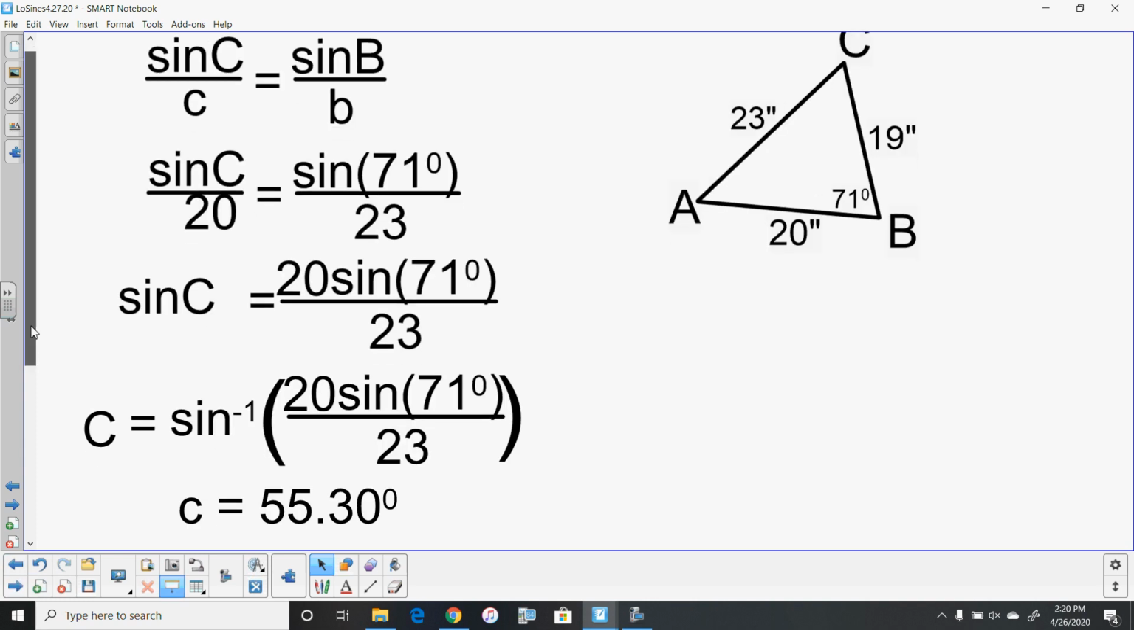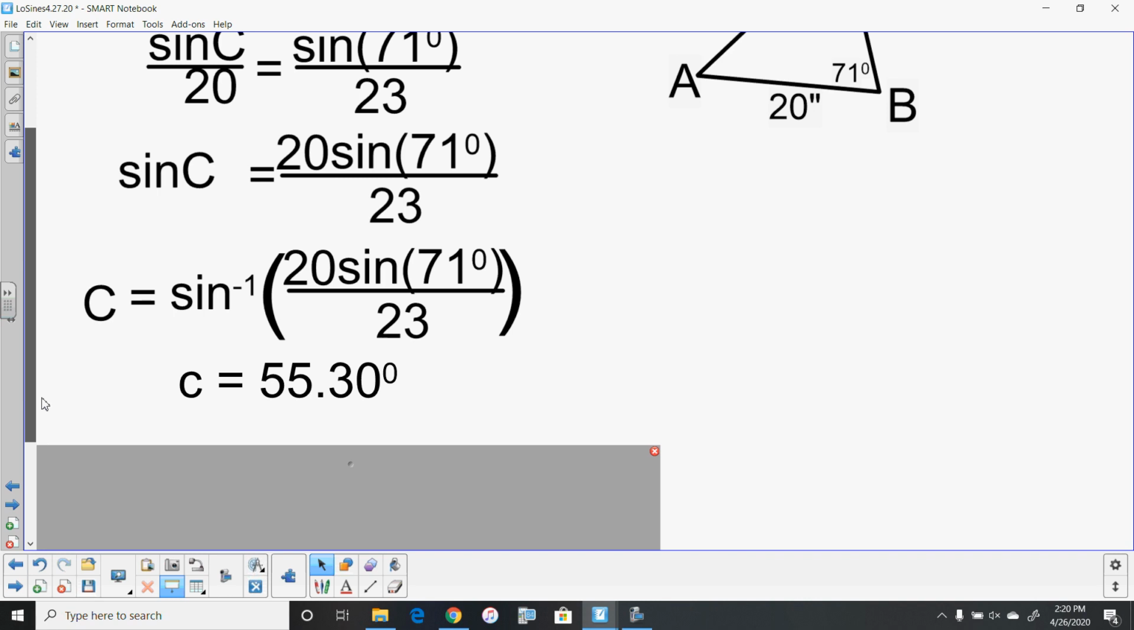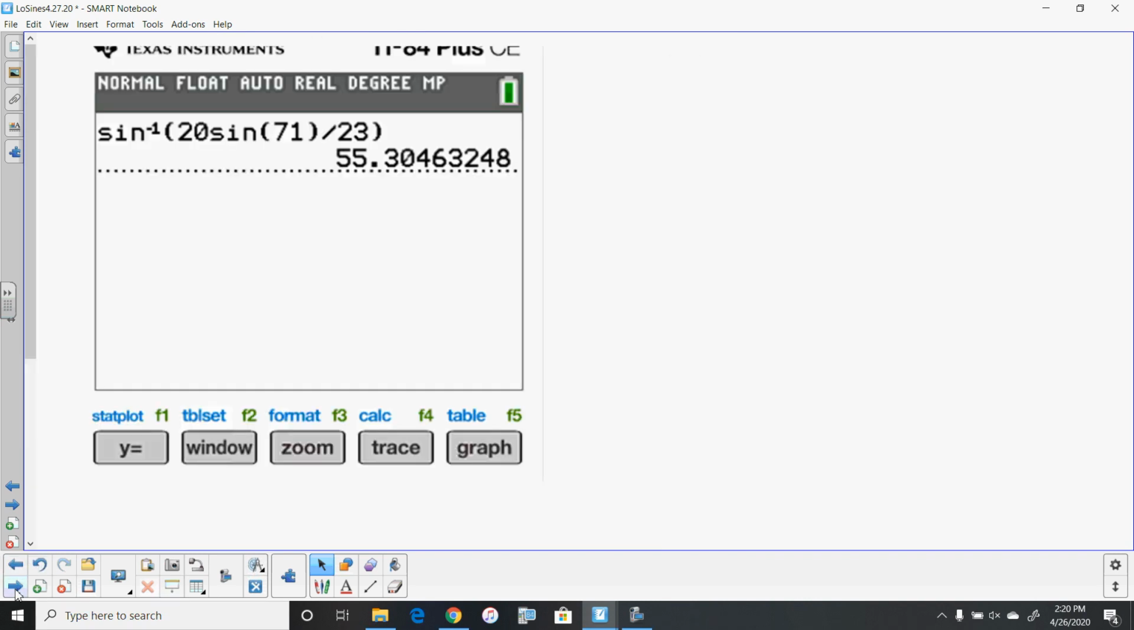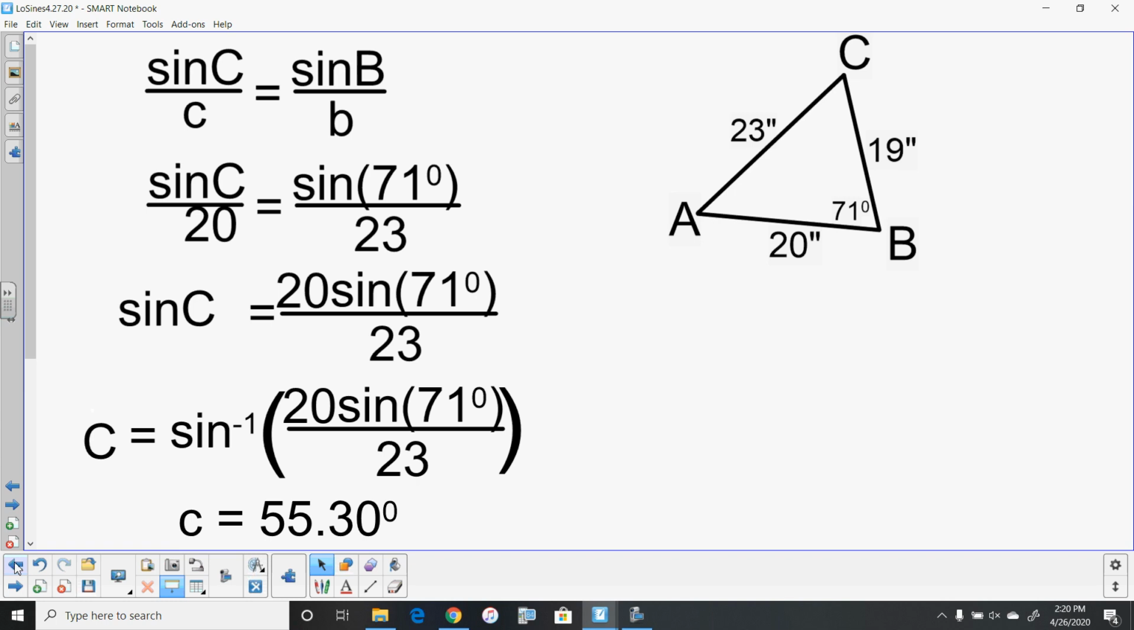Here's what that looks like on the calculator. Inverse sine of 20 sine 71 over 23. Type that into the calculator. Inverse sine of 20 sine 71 over 23. Close your parentheses. 55.3 degrees. Less than 71, which is what we were expecting and hoping for.